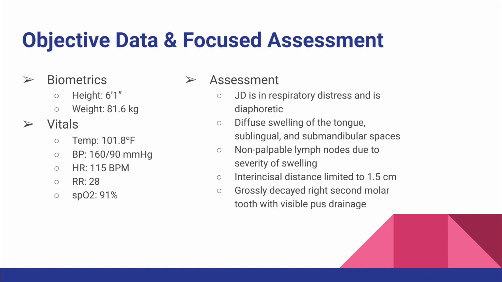Upon the nurse's focused assessment, it is found that JD is in respiratory distress and he's diaphoretic. There's diffuse swelling of the tongue, sublingual, and submandibular spaces. His lymph nodes are non-palpable due to the severity of the swelling. His interincisal distance is limited to 1.5 centimeters.